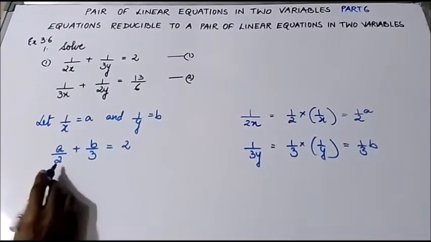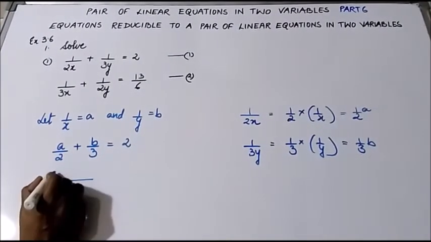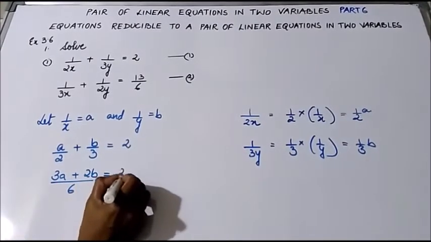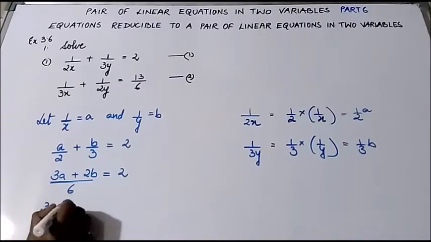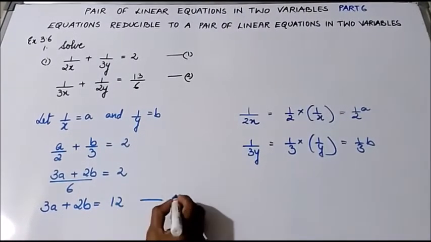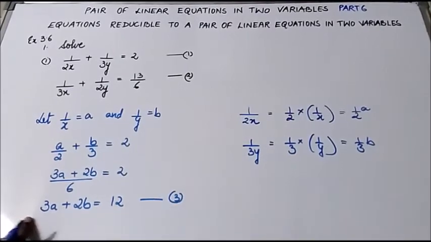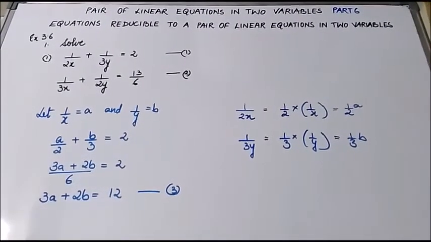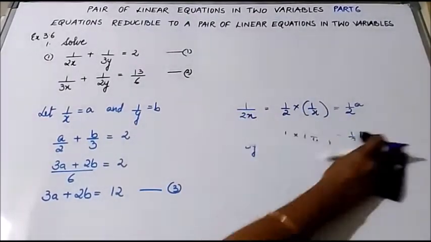Now let us simplify this. The LCM is 6. Here you get in the numerator 3a plus 2b over 6 is equal to 2. This gives us 3a plus 2b is equal to 12. Let us take this as equation 3. Now this is a linear equation in two variables. The variables are a and b. Now let's reduce the second equation.